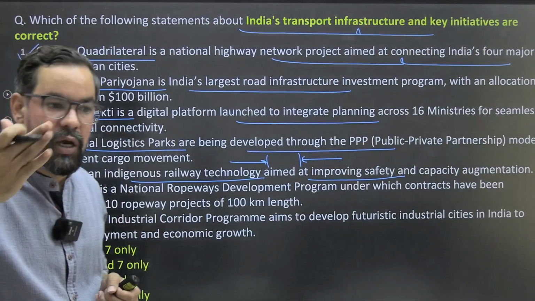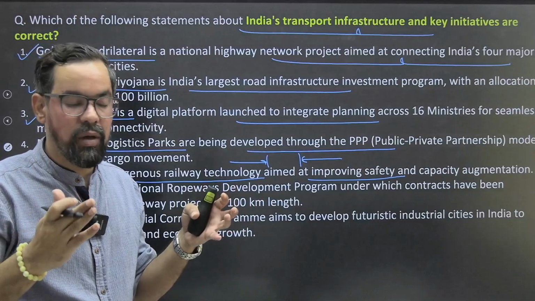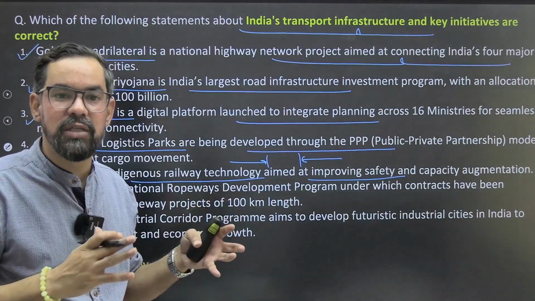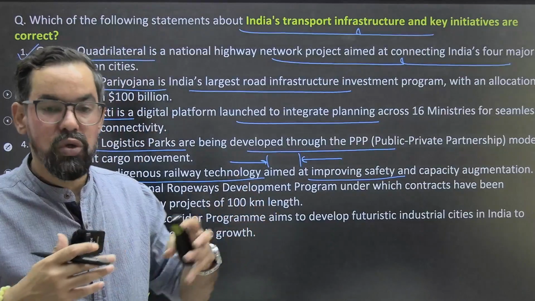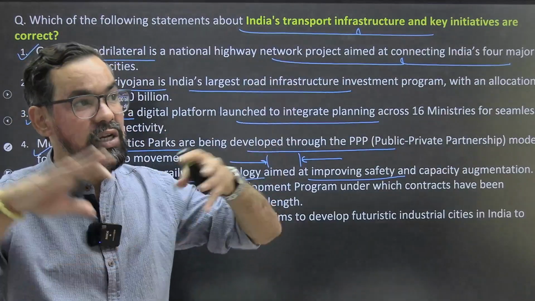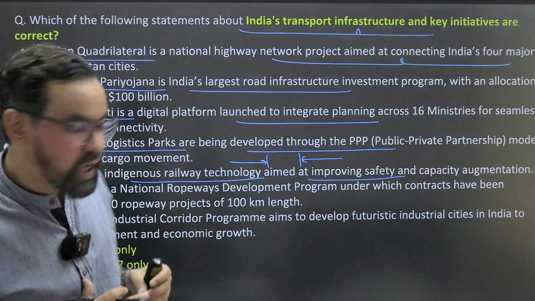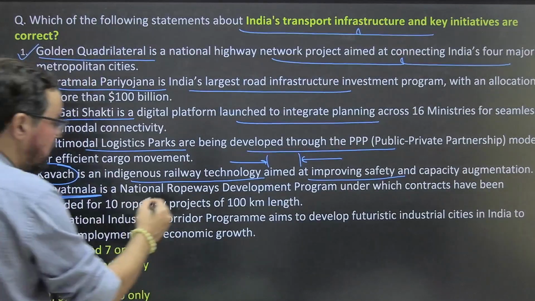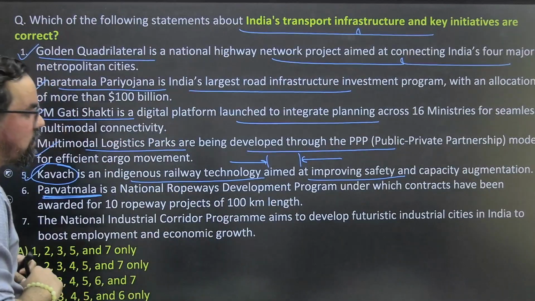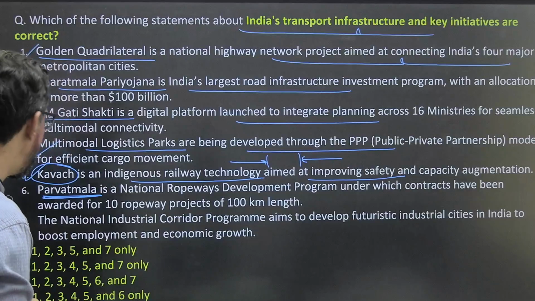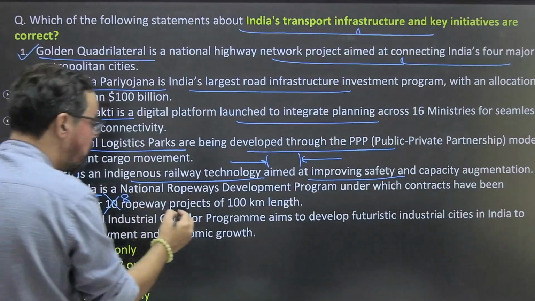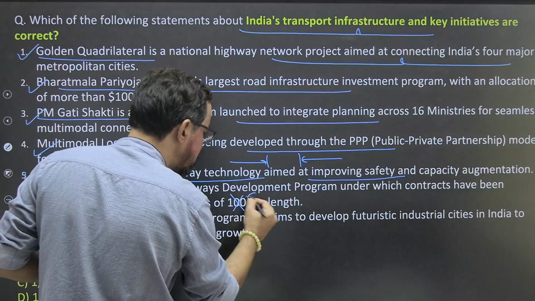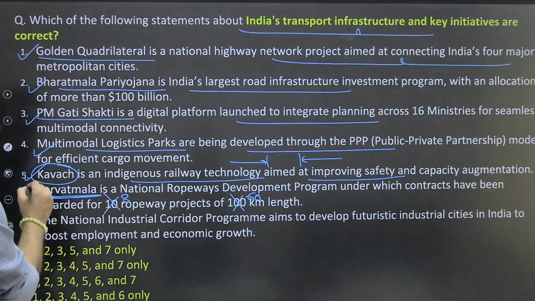ठीक है, 60 अलग अलग प्लेसेस में आपका ना सॉरी 8 डिफरेंट प्लेसेस के अंदर जो हिल स्टेशन आपके हैं वहां पे भारतमाला प्रोजेक्ट आपका. ठीक है, जो रोपवेज आपके होते हैं विच जनरली कवरिंग द 60 किलोमीटर एरियाज इन ऑल. ठीक है, सो और नेशनल रोपवे डेवलपमेंट प्रोग्राम अंडर विच contract have been awarded for 10 ropeways, no 8 ropeways project of not this 60 kilometers length. ठीक है, so this is wrong.